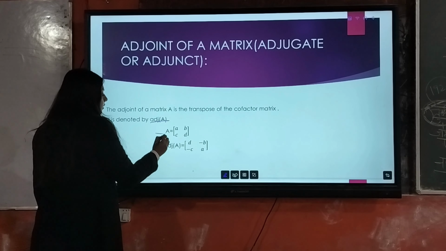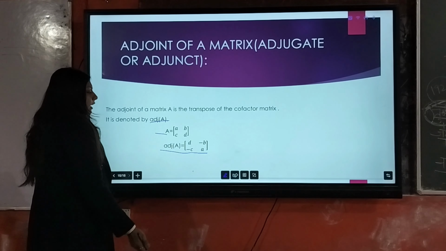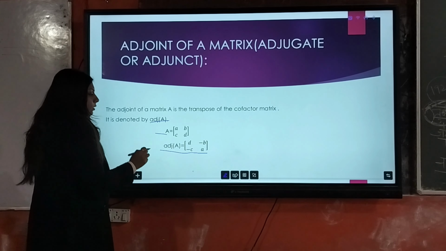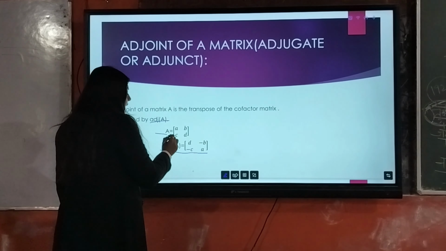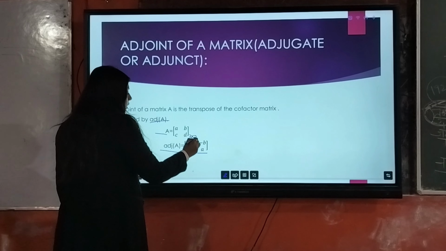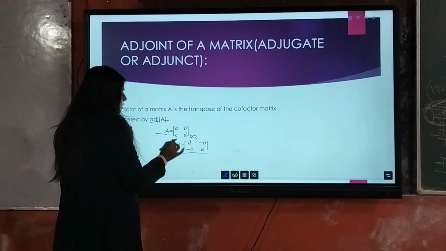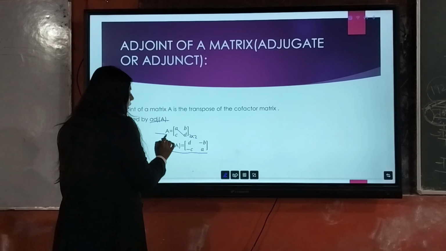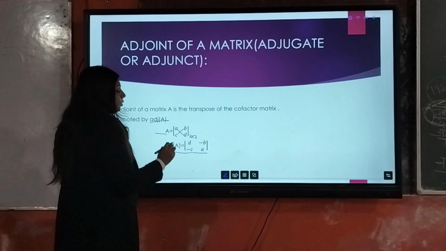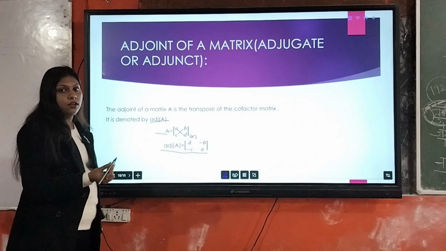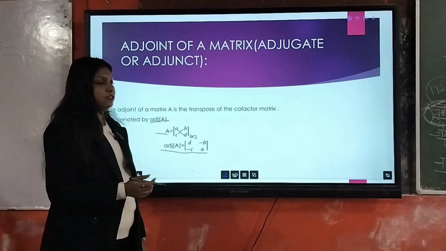If we are taking a general matrix A, the adjoint of A is represented this way. This is only possible for 2 cross 2 matrices. That is, if we are taking order 2 matrices and we have to find the adjoint of A, then the only thing to do is swap the diagonal elements and multiply the anti-diagonal elements by a minus sign. In this simpler way we get the adjoint matrices.